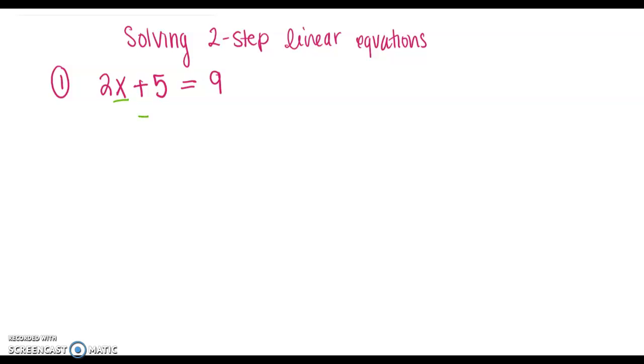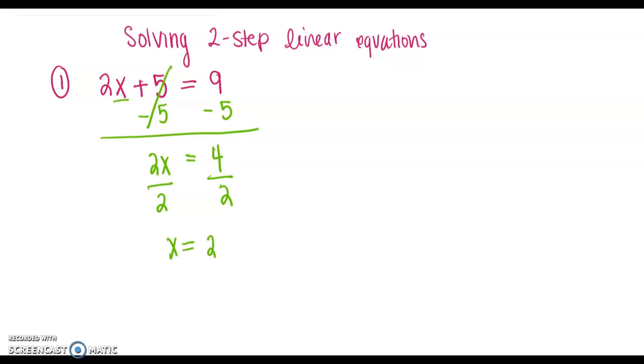So I'm going to go ahead and subtract 5 from the other side, because if I subtract 5 on the left hand side, it cancels out, and then 9 minus 5 is 4, so we have 2x equals 4. Now to get rid of the 2 from the x, since it's multiplication there, you have to do the opposite of multiplication. So you would divide by 2, and your answer is 2.